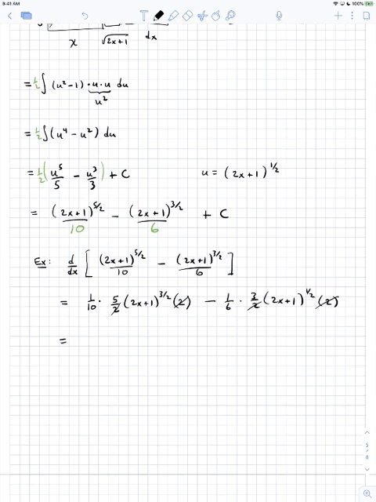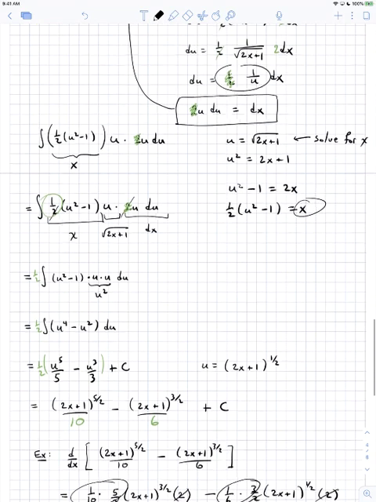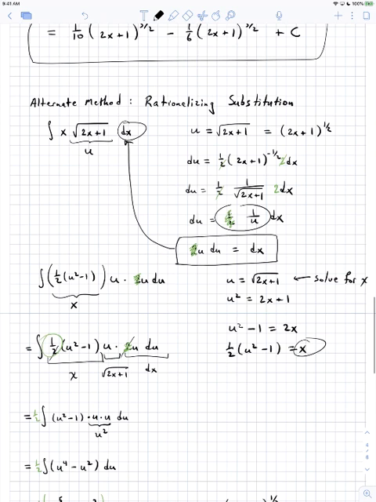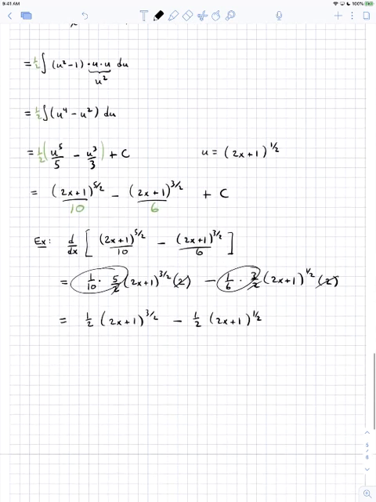Now what are we going to have? We have 5 over 10, which is 1/2, times (2x plus 1) to the 3/2, minus 3 over 6, 1/2, times (2x plus 1) to the 1/2. Now this doesn't look like what we started with. What we started with was x times the square root of 2x plus 1. So you might think that we've made some kind of mistake, but you can actually factor out this (2x plus 1) to the 1/2. So this is 1/2.